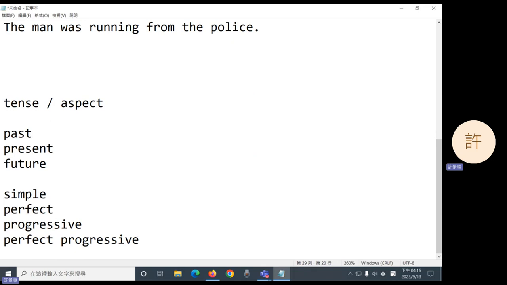Simple, 简单式, perfect, 完成式, progressive, 进行式, and then you put those two together. Perfect, progressive, 完成进行式. The tense, 时间, tells you when something happens compared to now. If it happens before now, it should be in the past tense. If it happens after now, it should be in the future tense.